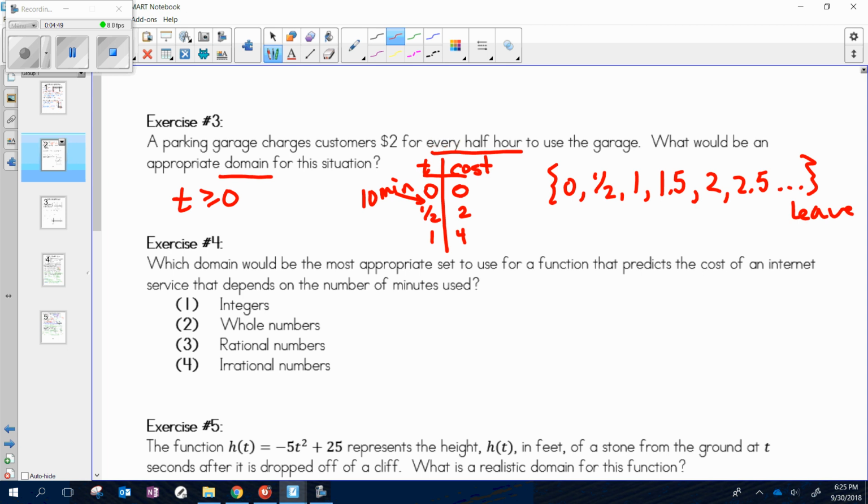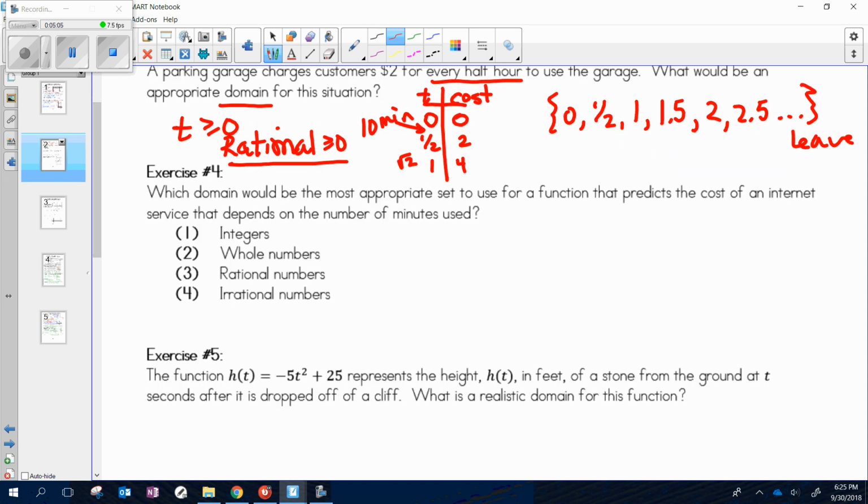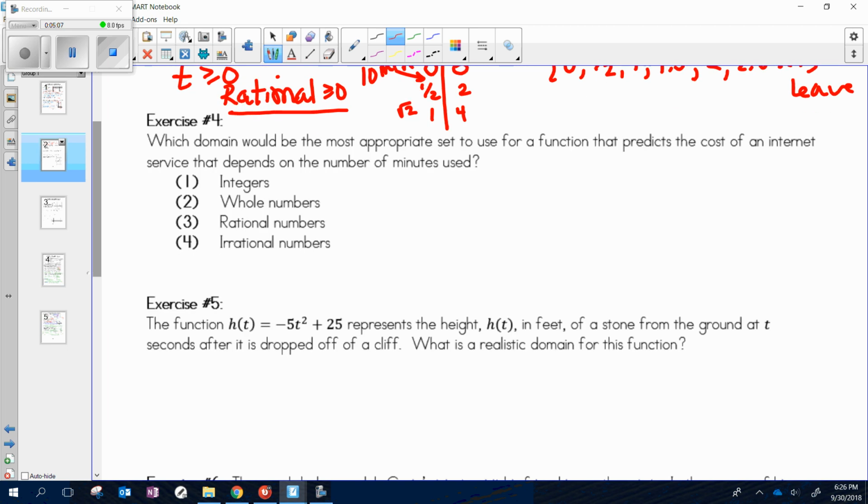And I'm going to say that these would be the rational numbers, because we don't usually measure time as like the square root of 2. So rational numbers that would be greater than or equal to 0 would be the types of numbers that you'd be seeing. Fractions or decimals, and we'd measure time with nice decimals.